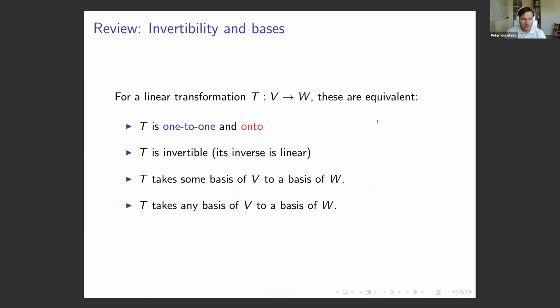The following statements are equivalent. The linear transformation T from V to W is one-to-one and onto. Then it's the same as it's invertible, and its inverse is also linear. Then T takes some basis of V to a basis of W, and it takes any basis of V to a basis of W, which is the same thing.